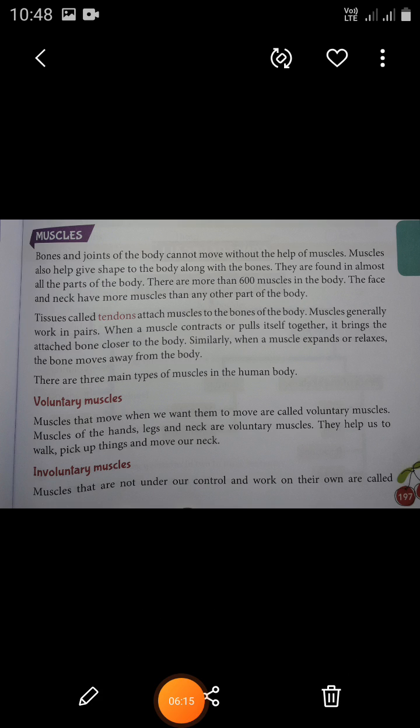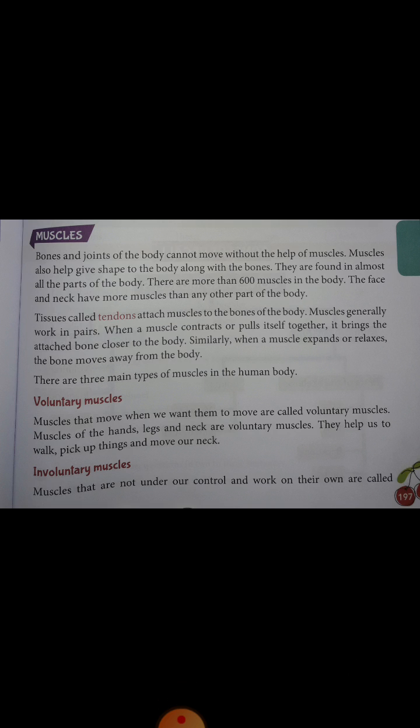Now you are going to learn about the muscles. Bones and joints of the body cannot move without the help of muscles. Muscles also help give shape to the body along with the bones. They are found in almost all the parts of the body. There are more than 600 muscles. The face and neck have more muscles than any other part of the body.